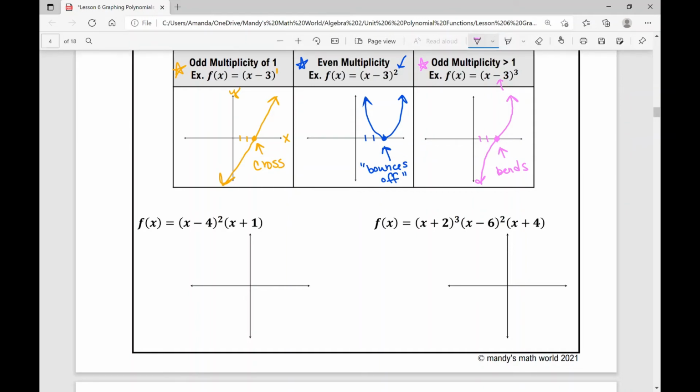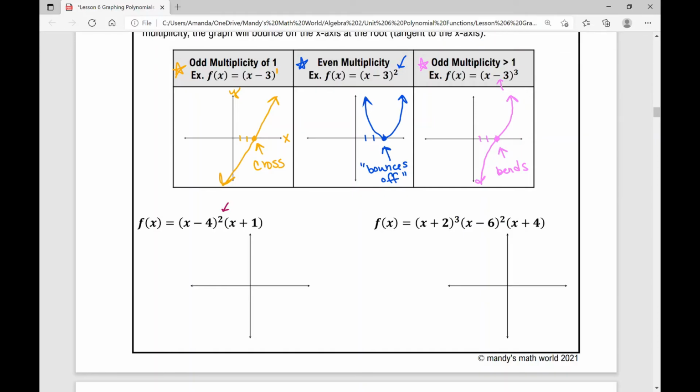In this first one right here, and I'm going to change colors here, I have f of x equals x minus 4 squared times x plus 1. So what are the roots of the function? I know the roots of the function are going to be positive 4 and negative 1. Positive 4 and negative 1. And then I know I have an even multiplicity at the root of positive 4, right? So I know at positive 4, I've got even multiplicity.